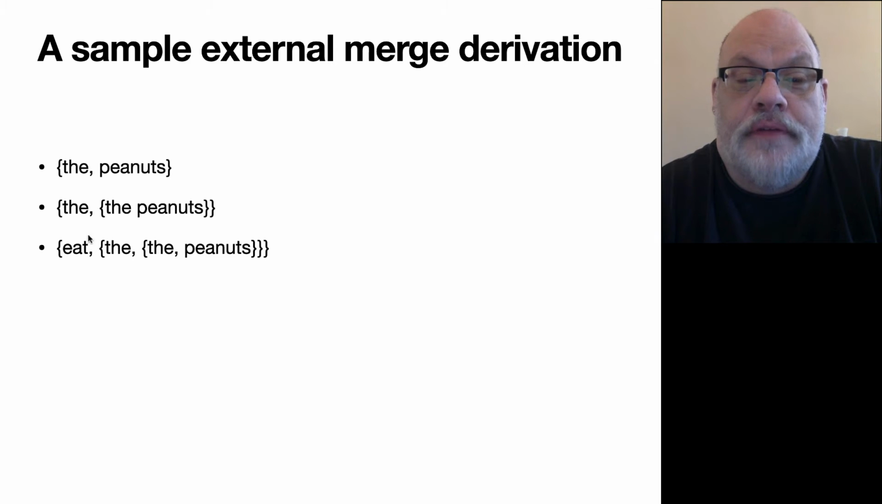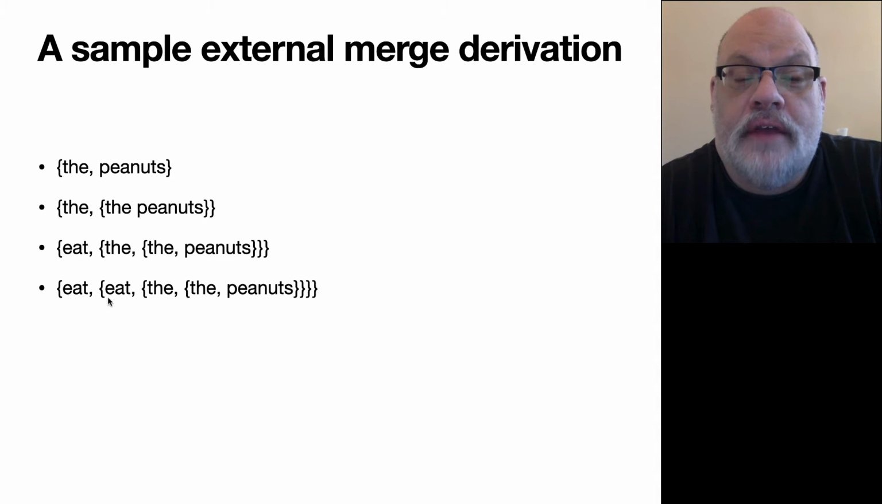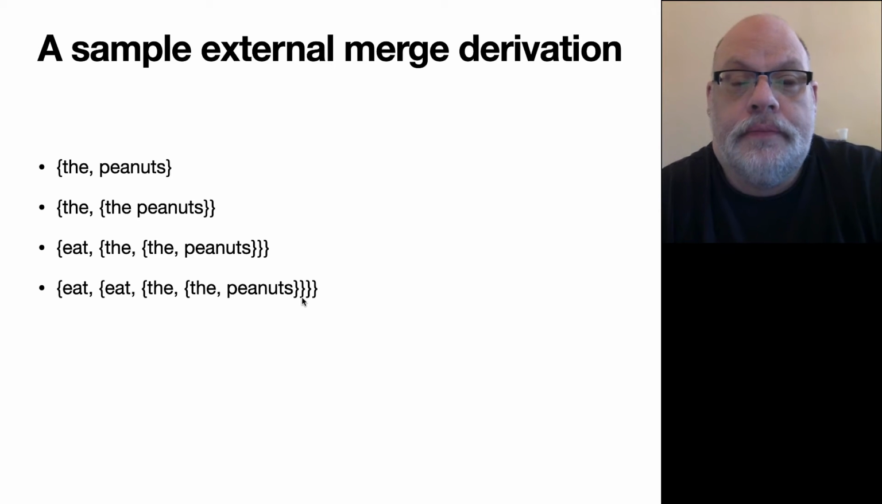Because it's a verb phrase, we have to label it, and we're going to choose to take the head element and label the whole constituent with the head. So here's our label, eat. Here's the elements that are inside this set. There's eat and the DP, the peanuts.